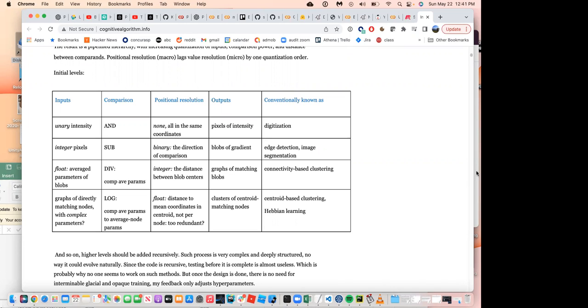So again, this process that I am designing is extremely different from the way neural networks work because it's not destructive by default. It doesn't merge inputs just for the hell of it and then see what happens. It has to compare the inputs first.